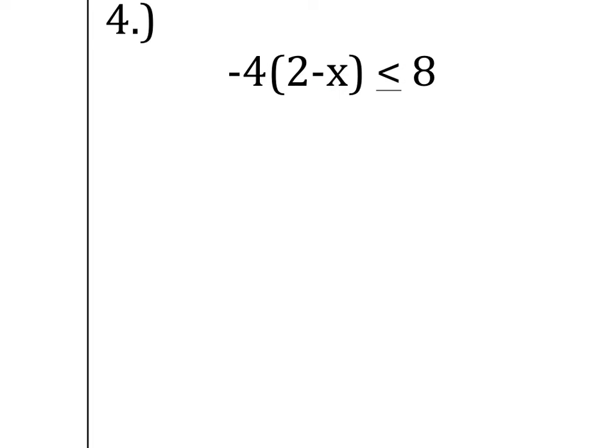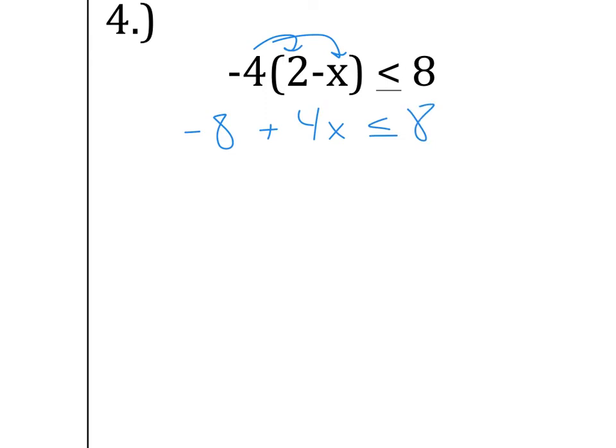So, let's do blue. What that looks like is we multiply everything inside by negative 4. Negative 4 times 2 is negative 8. And then you can think of this as minus x, or you can think of that as adding negative x. Well, a negative times a negative is plus 4x, less than or equal to 8.